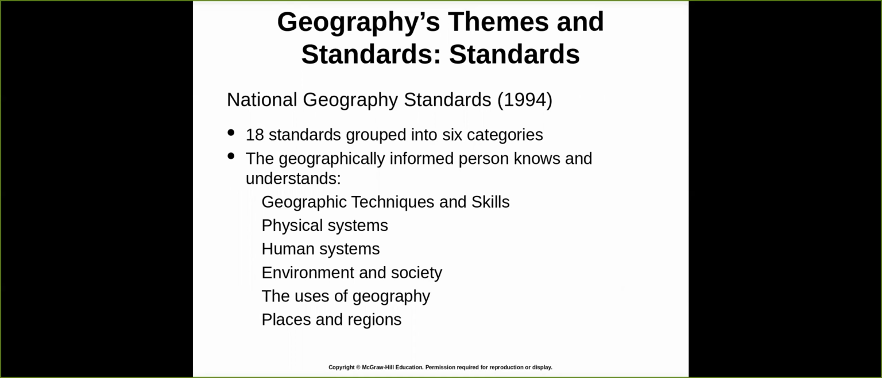The National Geographic Standards were also put together back in 1994, and basically the notion is that you have geographic techniques and skills, Chapter 2 of the text, the notion of physical systems, human systems, the interaction between those, that's the environment and society interactions, how can geography actually be used, and then again, the determination of places and subsequent regions.